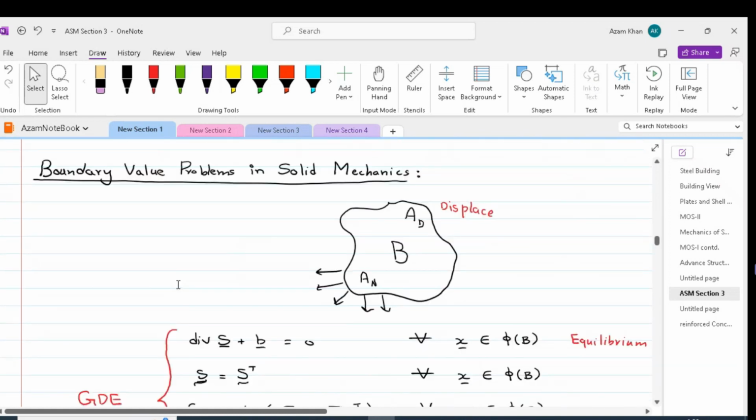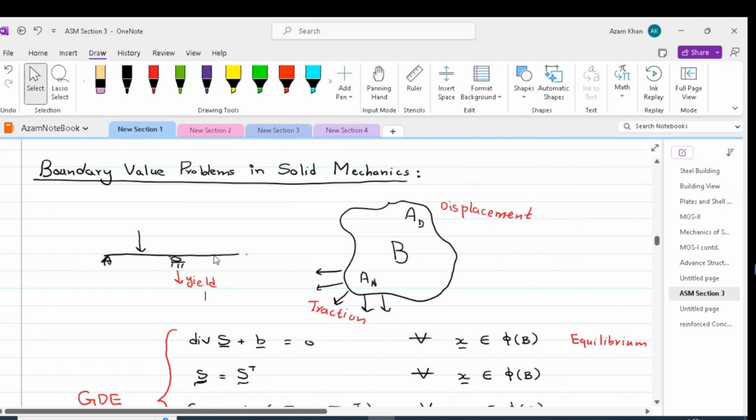Now we will discuss boundary value problems in solid mechanics. Consider a body B shown in this figure, which has got prescribed displacements over part of the body shown AD. So AD is that area where displacement is prescribed, and AN is that area where traction or forces are prescribed. An example of this can be a beam subjected to external load. The external load is a traction or a stress which is prescribed, and there can be yielding of the support of a beam, which is a displacement prescribed.